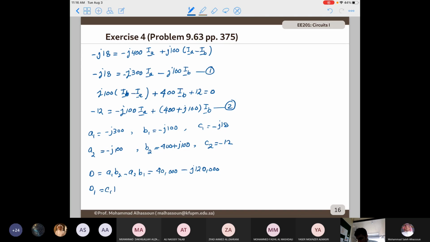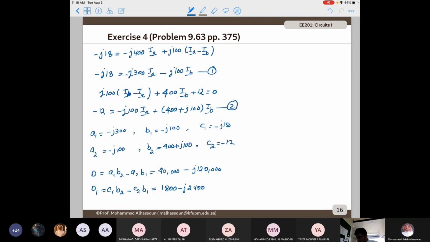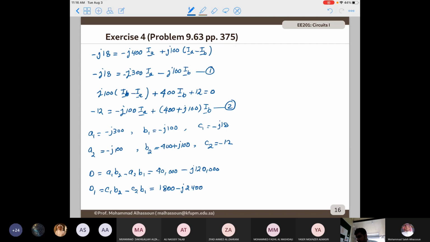D1 is going to be C1 B2 minus C2 B1, and it's going to be 1800 minus J2400. D2 is going to be A1 C2 minus A2 C1, so it's going to be 1800 plus J3600.